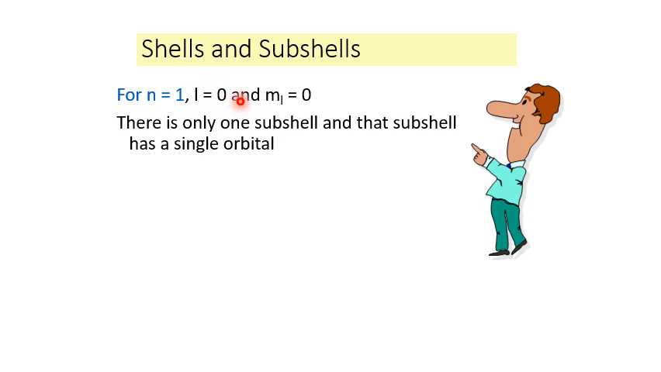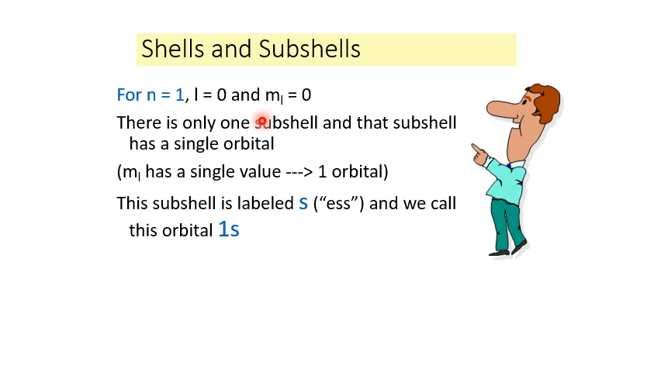Basically this L designates the subshell. n is the shell, and under its region there is one subshell, that is L, and that subshell has only one single orbital, that is ml equal to 0. That orbital is the 1s orbital. So ml has a single value, which means it is for a single orbital. This subshell is labeled s, and we call this orbital the 1s orbital. So this set of quantum numbers, 1, 0, 0, is for the 1s orbital.